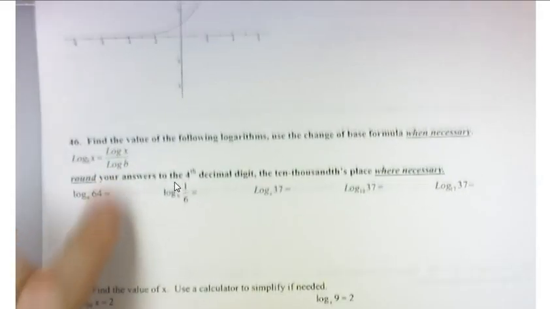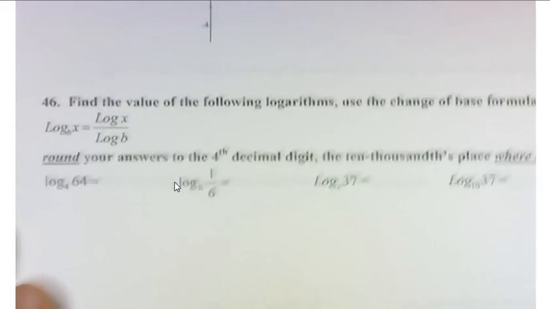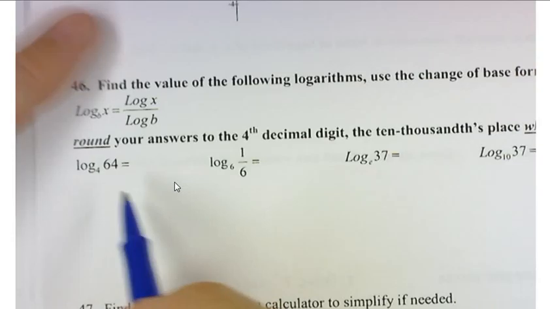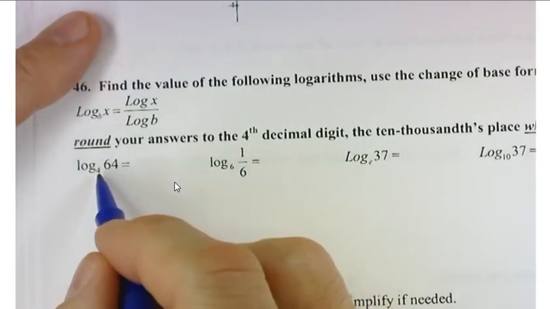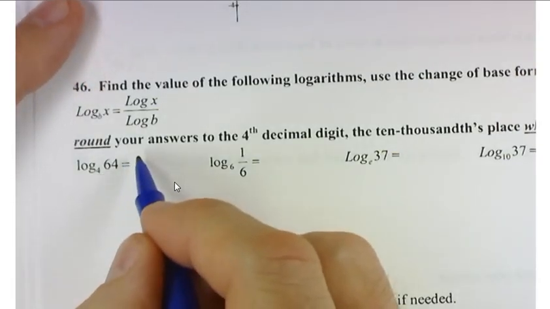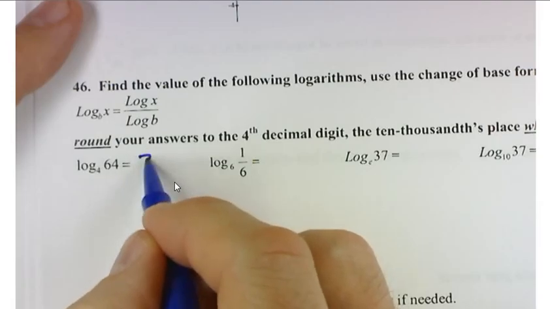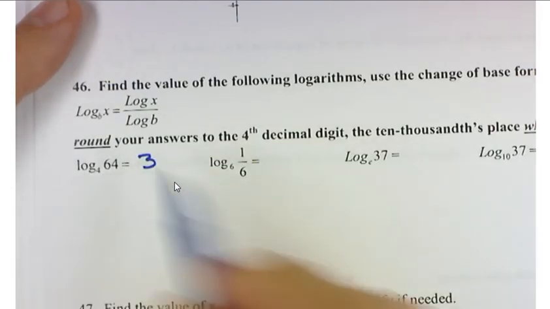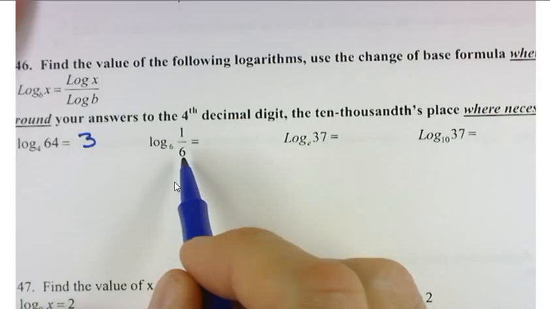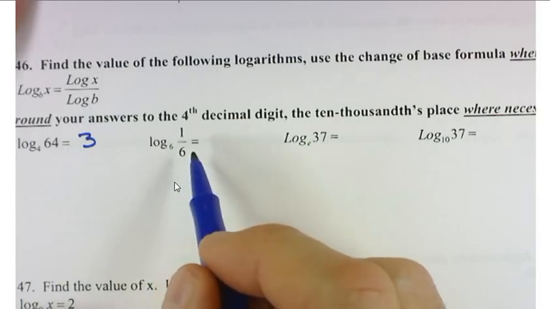Here's your change of base formula. I will give you that on the final exam. You should be able to use it. Now you don't need to use it here. What power of 4 gives you 64? 4 to the third. What power of 6 gives you 1 over 6?